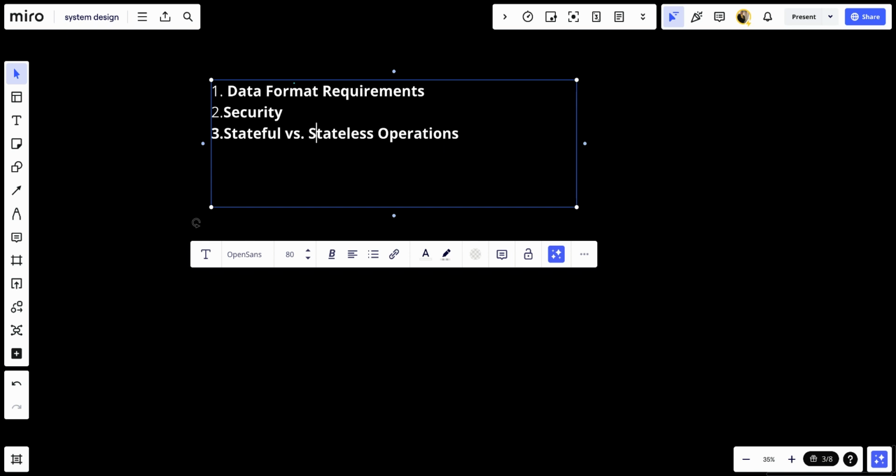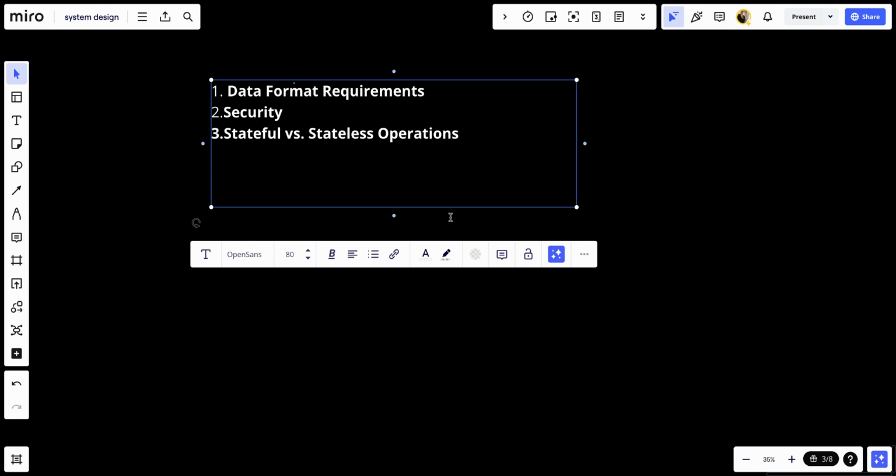REST, on the other hand, is typically stateless, meaning each request must contain all the information needed to process it. While this improves scalability and visibility, it might not be ideal for complex transactions requiring multiple related operations.